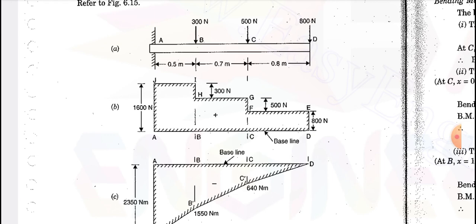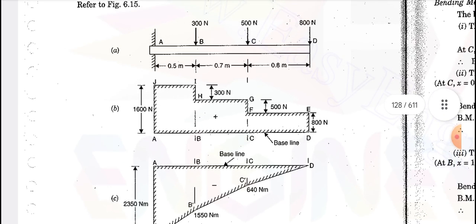Now move to the point B. You have to take the previous loads: at the point D, 800 newton is acting, at the point C, 500 newton is acting, and at the point B, 300 newton is acting. Totally you sum all the loads, 300 plus 500 plus 800, so the shear force acting at the point B is 1600 newton. Similarly go for the point A. In between the point A and B there is no load acting, so whatever load is acting at the point B, the same load is acting at the point A. Therefore at the point A also 1600 newton is acting.